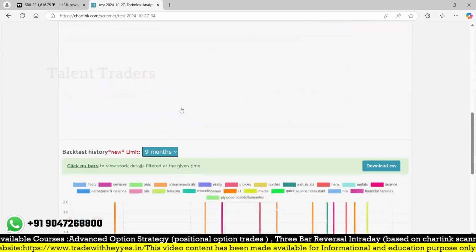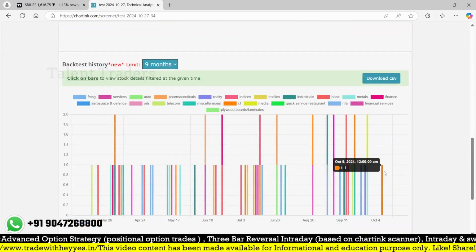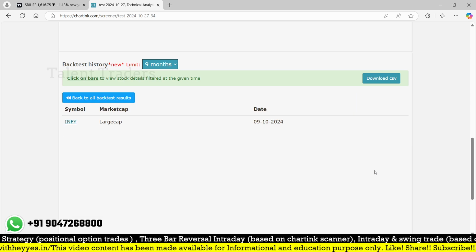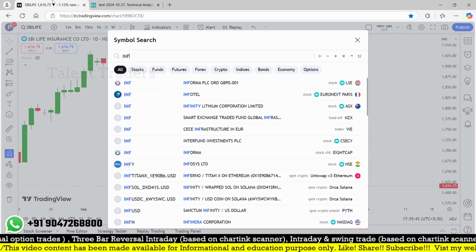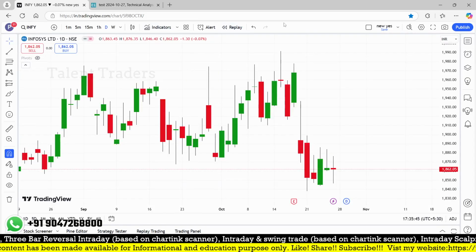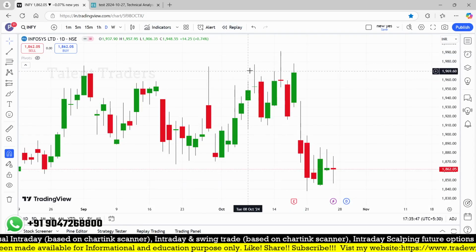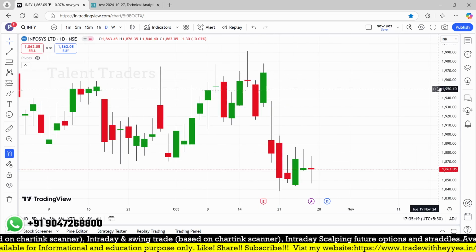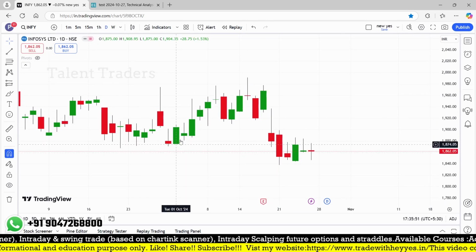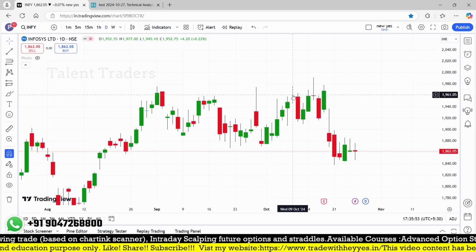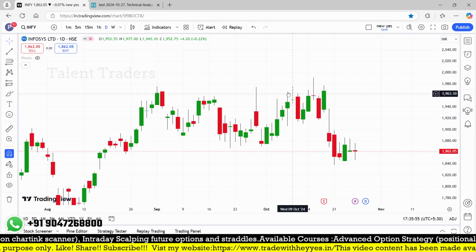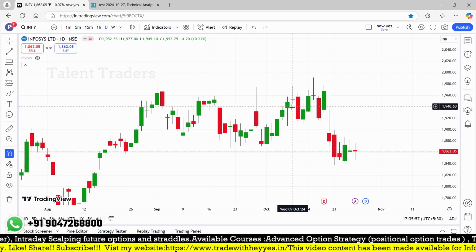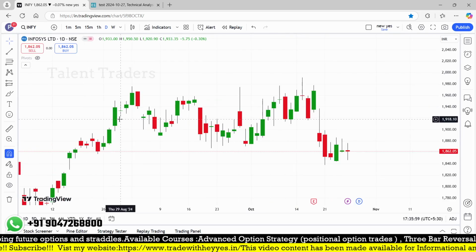I'm just finding a doji. There will also be a very small number of stocks. Recently we have 9th October Infosys, only that. So this is 9th October. In this case you can see that after moving upside, a doji candle forms at the highest level of the trend. So I'm expecting a reversal from this trade.